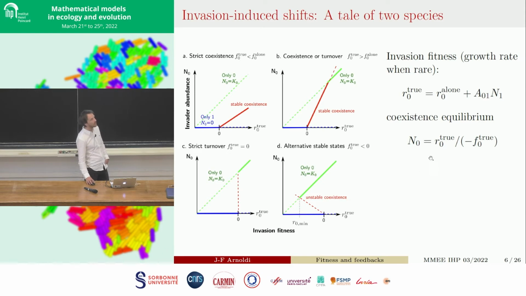Okay, and this slope is given by the inverse of this thing. I wrote it like this because, for a reason that will become apparent later, I want to call F feedback, something that has to do with feedbacks.